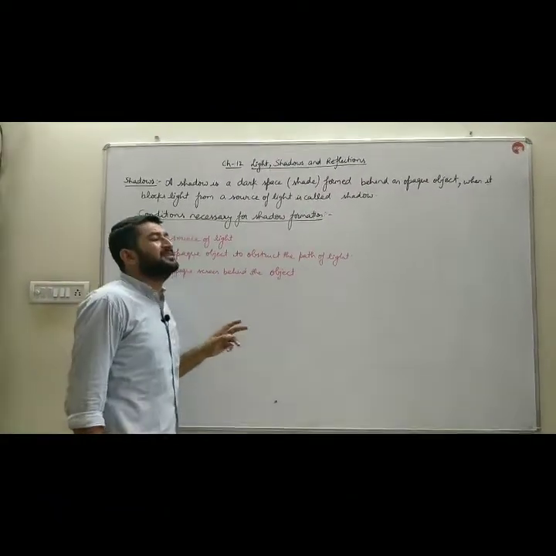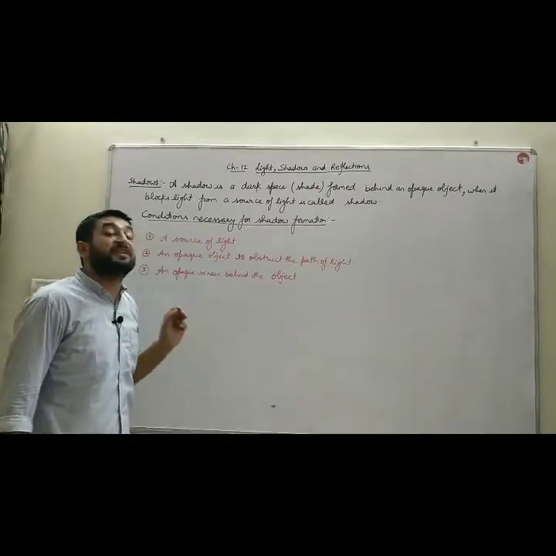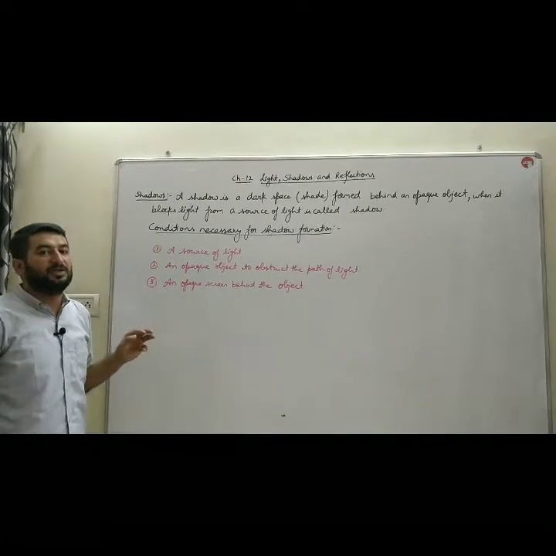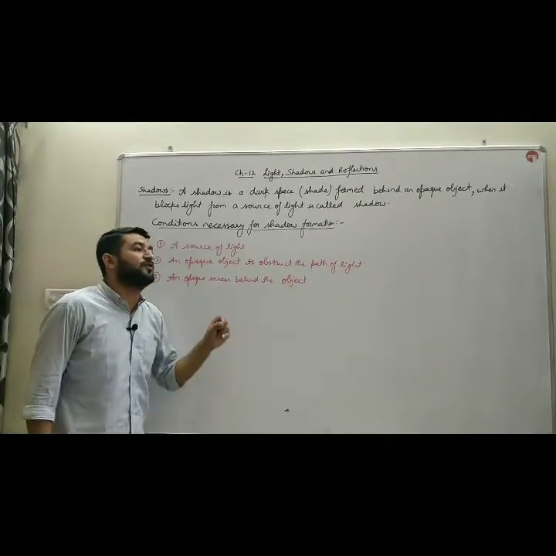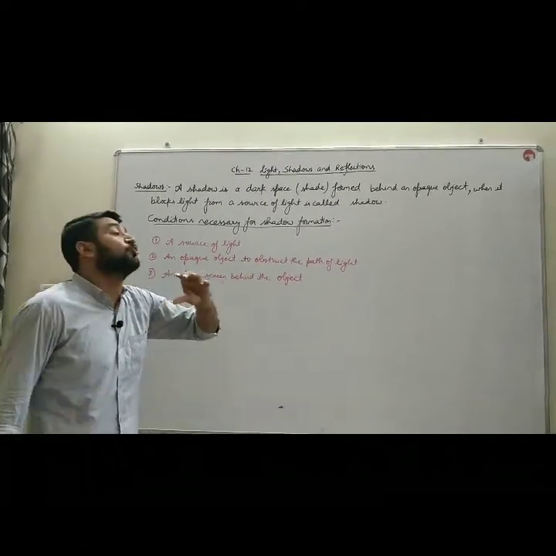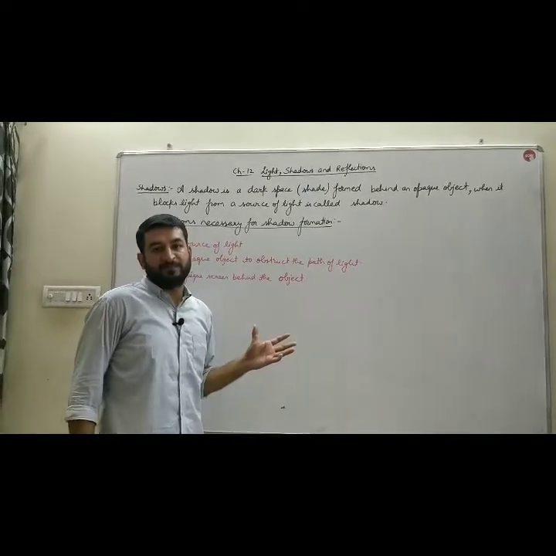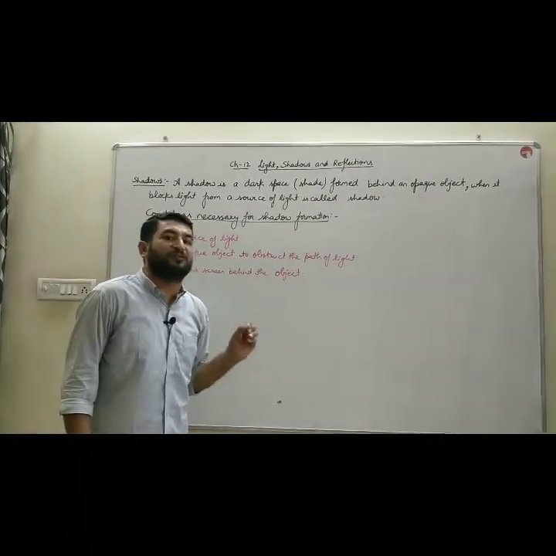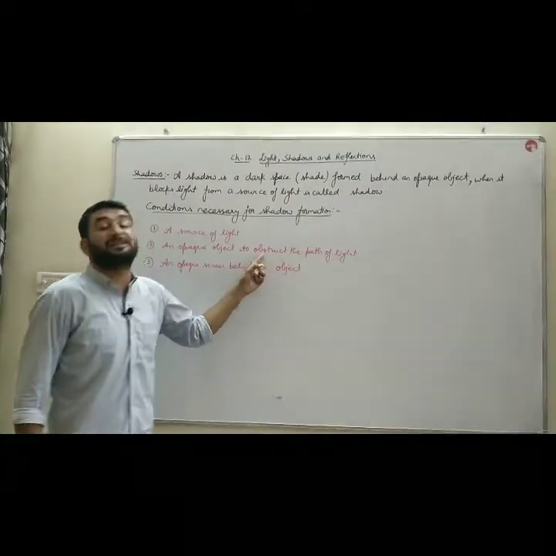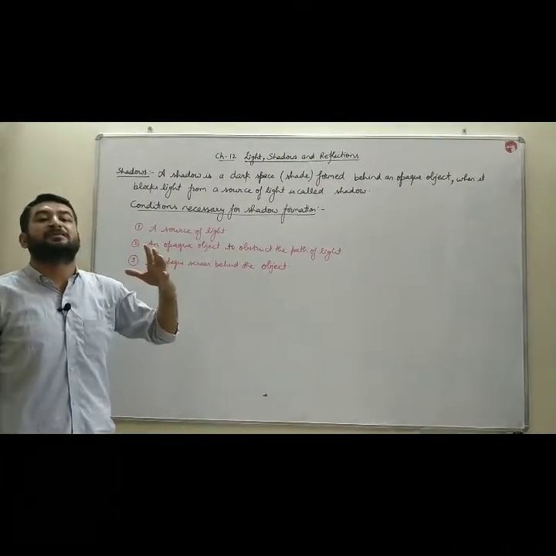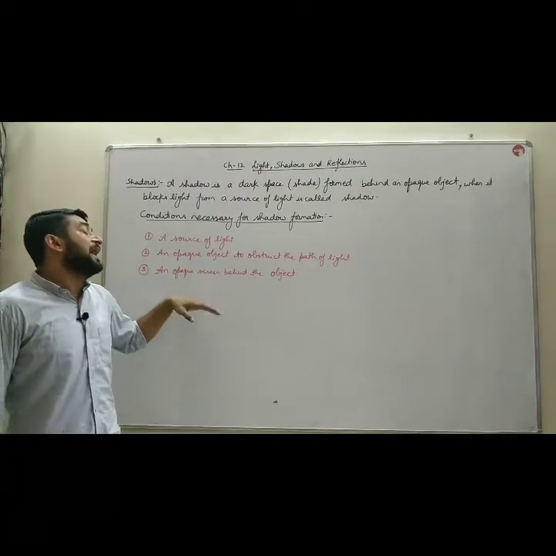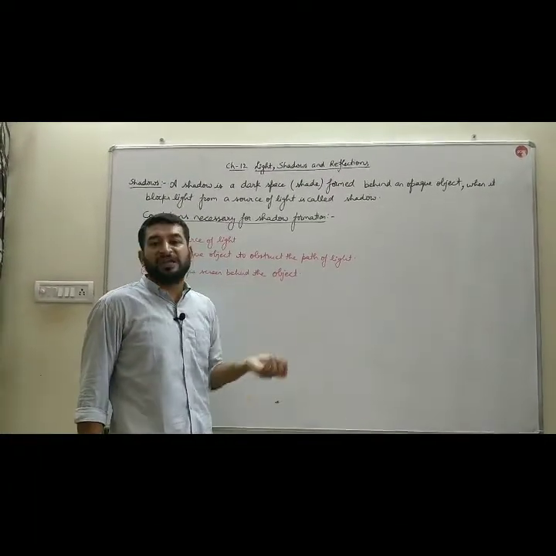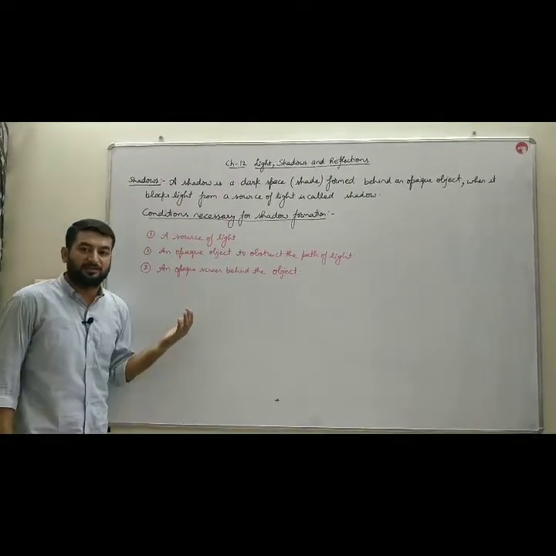There are three conditions necessary for shadow. It's a very important question for your exams. What are the three conditions necessary to form a shadow? The first one is a source of light. Second, an opaque object to obstruct the path of light, to stop the path of light. You need an opaque object. And third, an opaque screen behind the object.